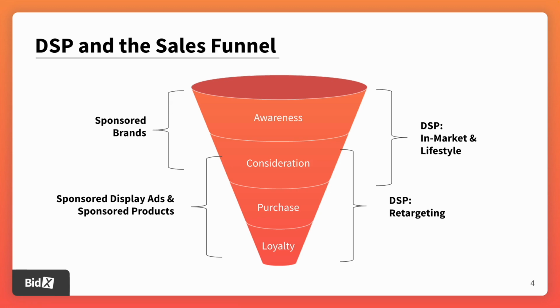So next thing we have a look at is the sales funnel. What you can see here is that you can target customers at every part of the sales funnel with DSP. So you can see that with sponsored brands, for example, you can use them for awareness or consideration, and sponsored product ads and sponsored display ads for consideration, purchase, and loyalty. But DSP can be used for all of the four parts of the sales funnel, which is also pretty special.